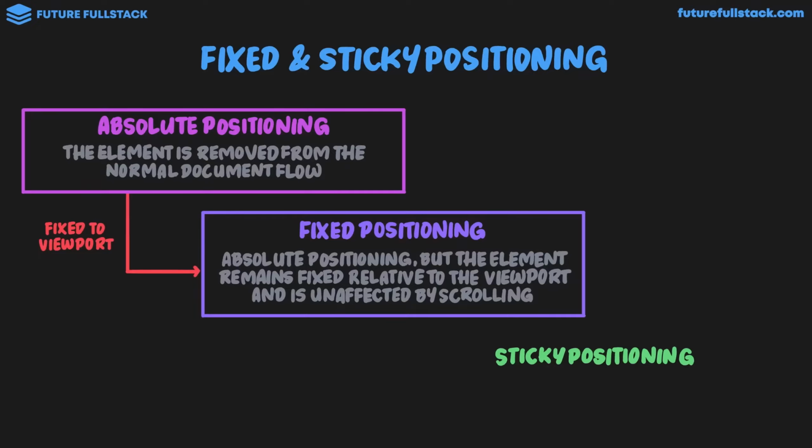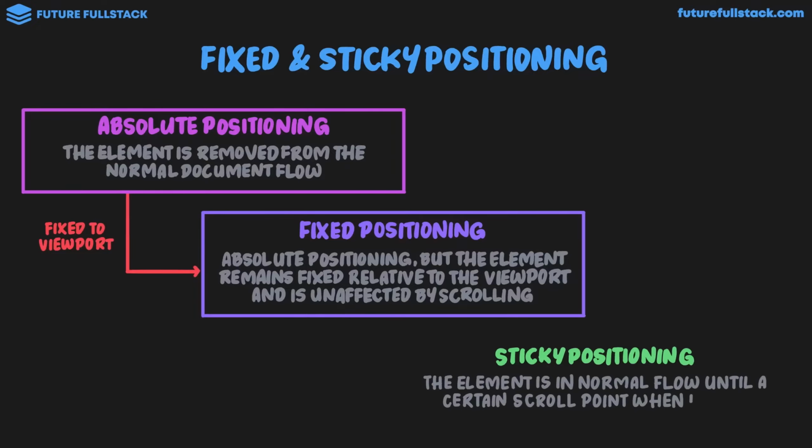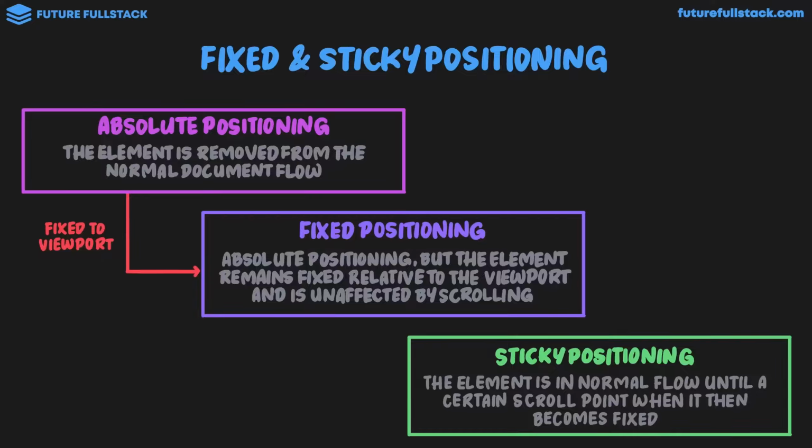In sticky positioning, the element is in normal flow until a certain scroll point when it then becomes fixed. So it's like fixed positioning, but it needs activation by hitting a certain scroll point, and actually remains in normal flow until we hit this point. Let's check this out in VS Code.